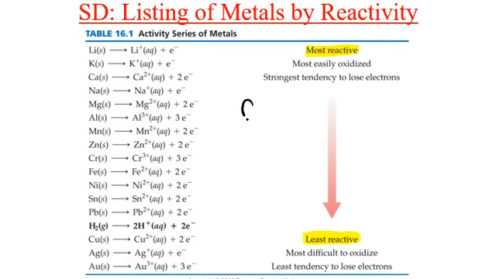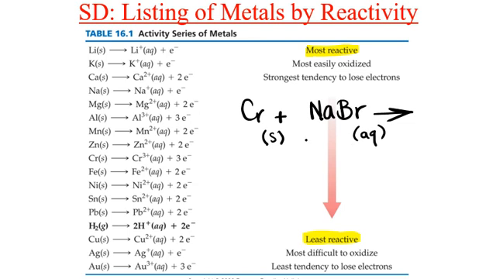One example, chromium plus NaBr, like this one. Element, compound, we call that a single displacement reaction. Chromium, metal, solid at room temperature. NaBr, we write aqueous because it is a group 1 element. Right now, we are going to check the activity of each one. First, I have to know this activity. Chromium must have higher activity than Na.